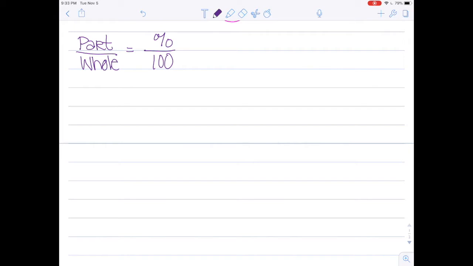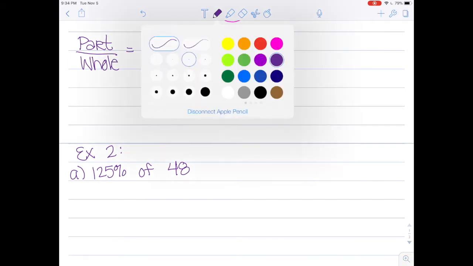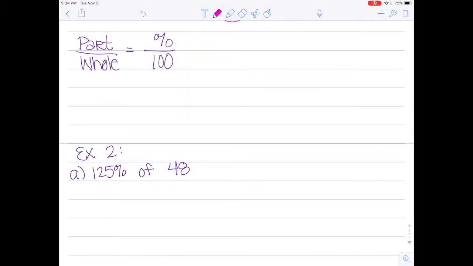If we look at example 2, in part A, it says, what number is 125% of 48? So in this case, 48 is our whole, 125% is our percent, and we are trying to find the part. So let's put everything where we know it. We know 48 is the whole, and that is equal to 125 over 100. We want to know what this part is up here.